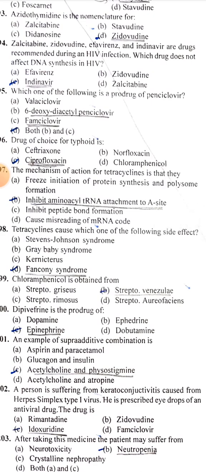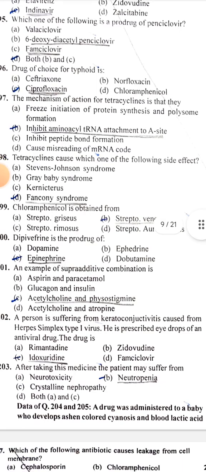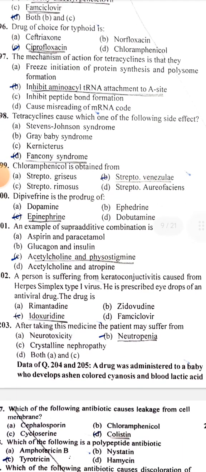Tetracycline causes which one of the following side effects? That is Fanconi syndrome. Chloramphenicol is obtained from Streptomyces venezuelae. Dipivefrin is the prodrug of epinephrine. An example of supra-additive combination is acetylcholine and physostigmine.